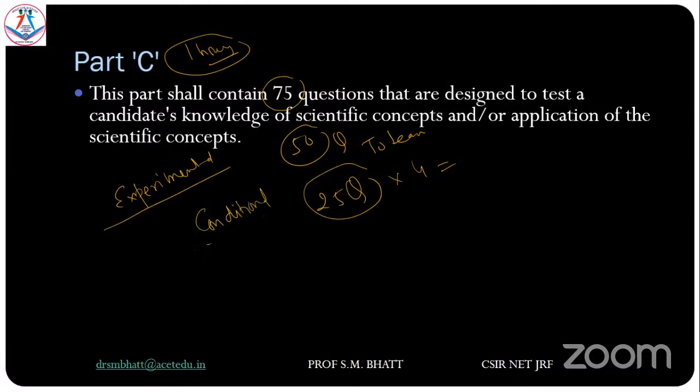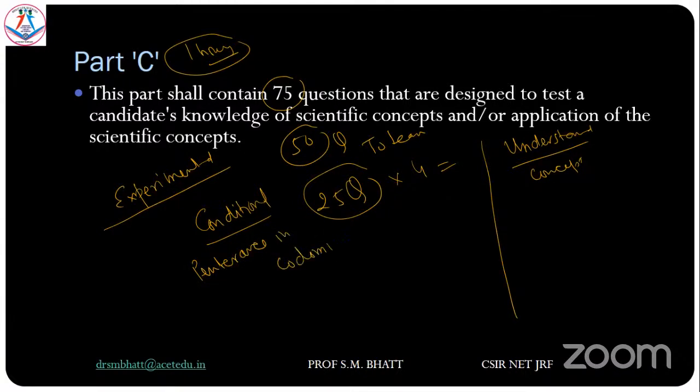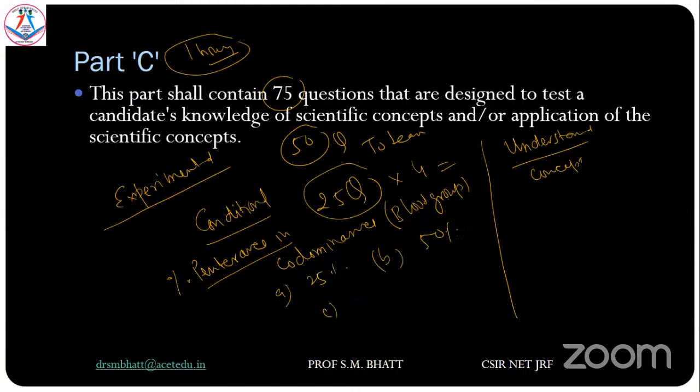This is totally different from your previous studies because we have to understand the concept here. You cannot mug up the concept. You have to understand the concept. For example, if I ask, what is the penetrance in codominance, blood group for example? Blood group is the best example of codominance. Option A is 25%, option B is 50%, option C is 75%, option D is 100%.